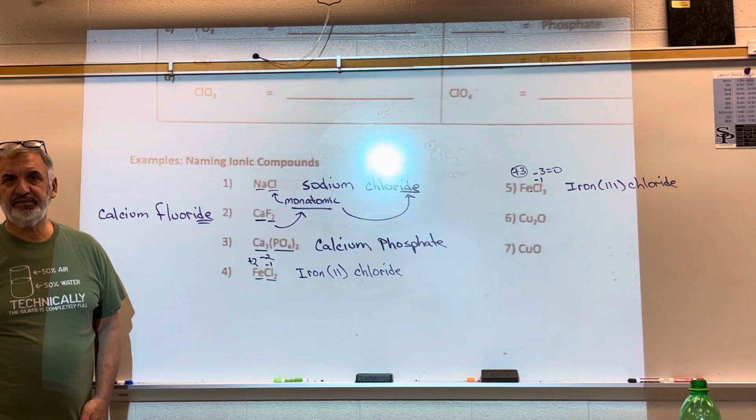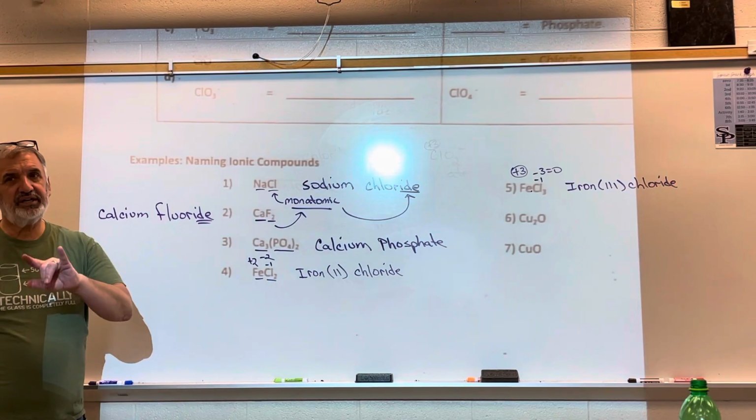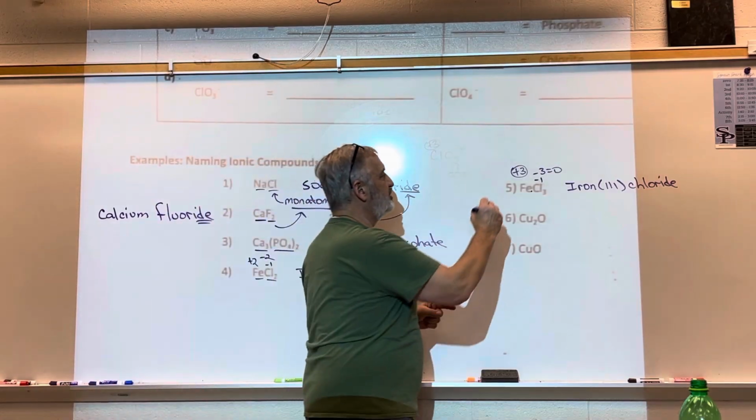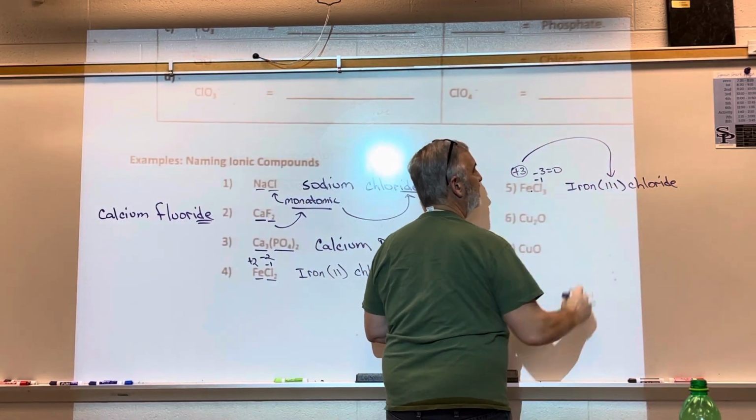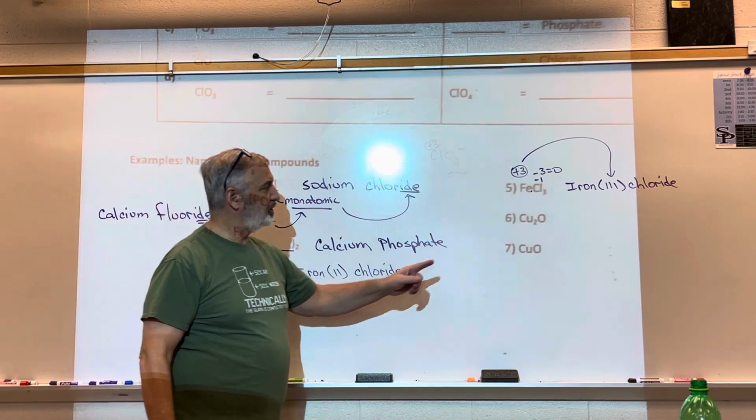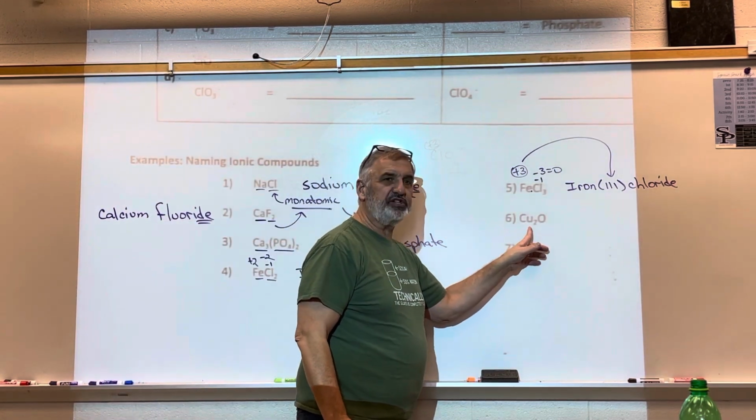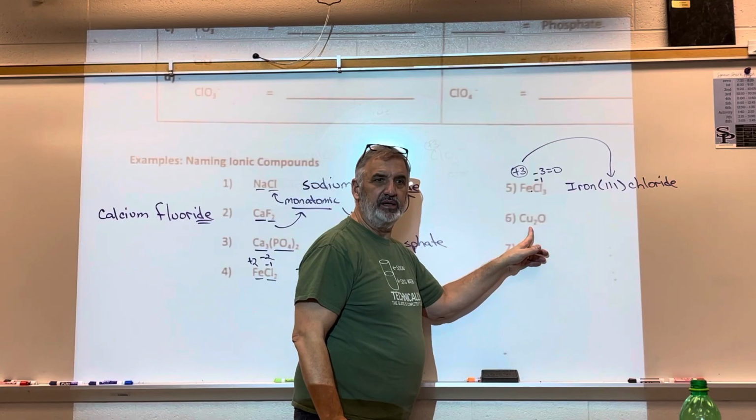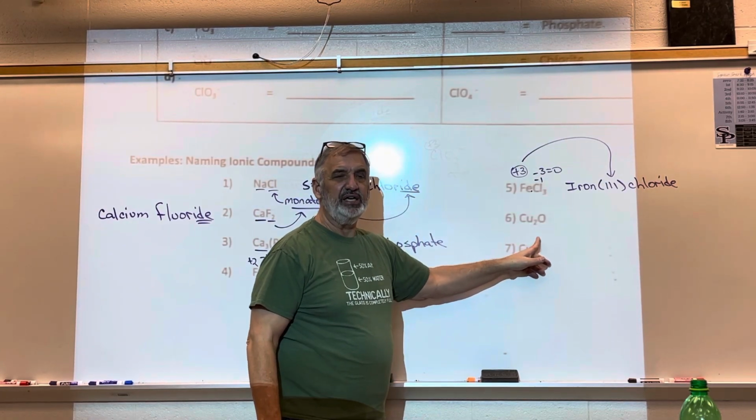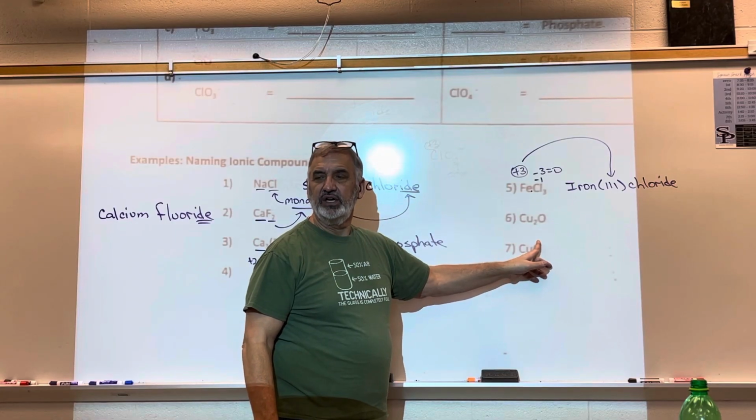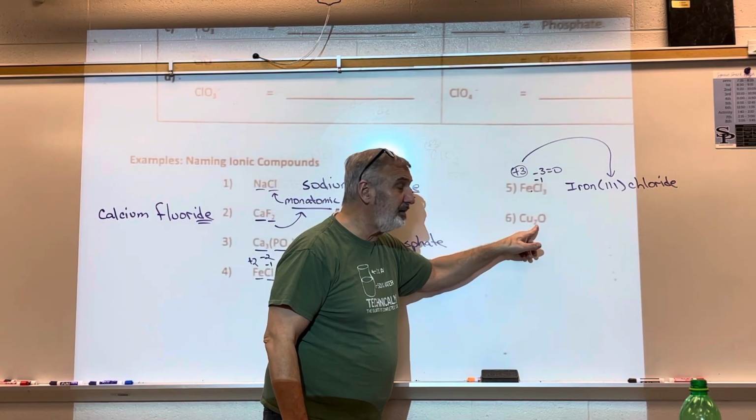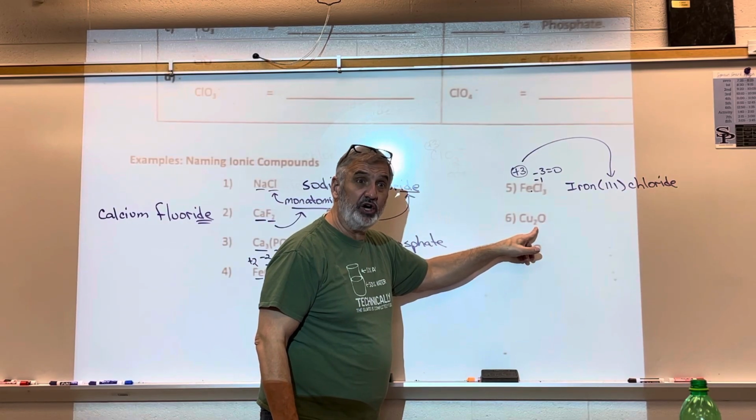Are y'all seeing this? Here's going to be the tricky one. The Roman numeral tells me the charge, not how many there are. So when I'm looking here, is copper a transition metal? Does copper have more than one oxidation state? Yes, it can be +1 or +2. So I have to decide which one it is. The Roman numeral is not going to tell me the subscript, it's going to tell me the charge.